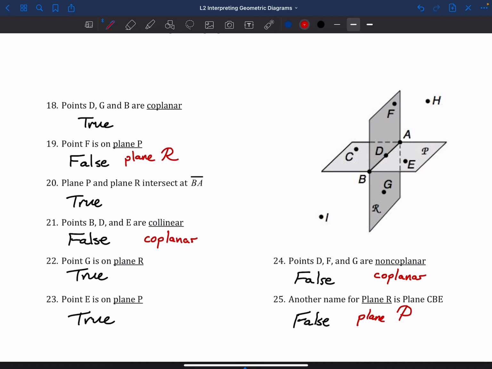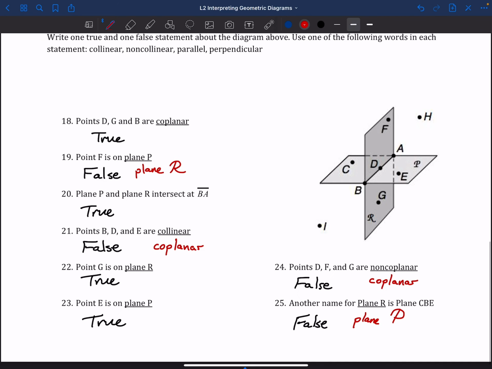And that's all we're doing. We're analyzing these diagrams. We're taking a look for these specific pieces that they mention, and then we're just saying, all right, does that word match up with what I'm seeing? Are they collinear, all together on the same line? Are they non-coplanar, hanging out on different planes? So that's really what we're trying to get at here. That's actually it for this one.